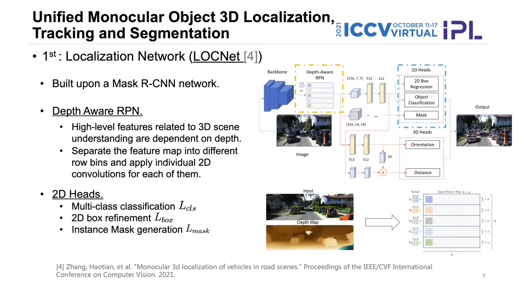The localization network is actually built upon a Mask R-CNN framework. ResNet-50 is adopted as a convolutional backbone with a feature pyramid as our detection backbone. The backbone takes the image to extract the feature maps as the input to a 3D-tailored depth-aware RPN. The depth-aware RPN is designed because the high-level features that relate to 3D scene understanding are dependent on depth. So we can separate the feature map into different row bins and then apply individual 2D convolutions for each of them. We believe these depth-aware kernels enable the network to develop location-specific features and also biases for each bin region. Then the depth-aware ROI-aligned feature maps are used to generate the standard Mask R-CNN outputs that include the 2D bounding boxes, the class classification, and also the instance mask information.